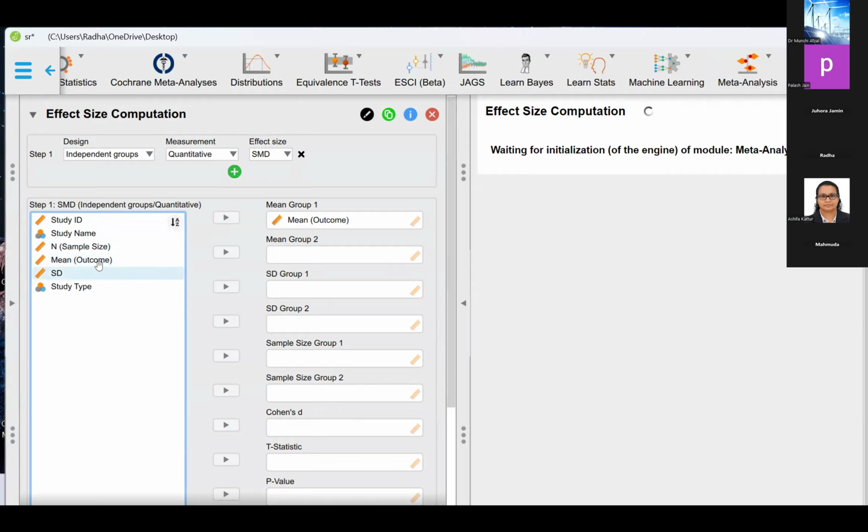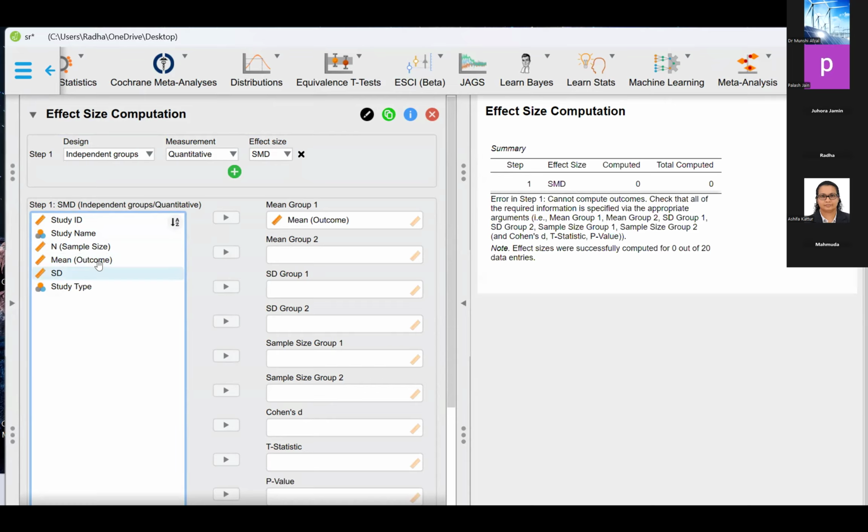Okay. Doctor, it is showing group 1, group 2 like this. Oh, okay. So go to the design. If you go to the design, go up.